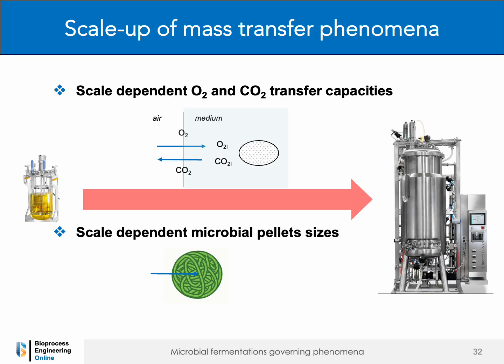How are mass transfer phenomena scaled up in fermenters? During scale-up, mass transfer behavior, particularly for oxygen and carbon dioxide, cannot be directly translated from laboratory to industrial scale fermenters due to differences in hydrodynamics and gas bubble circulation patterns. As a result, both the mass transfer capacity and the resulting dissolved oxygen and CO2 concentration profiles can vary significantly with scale, potentially impacting microbial activity and product formation.